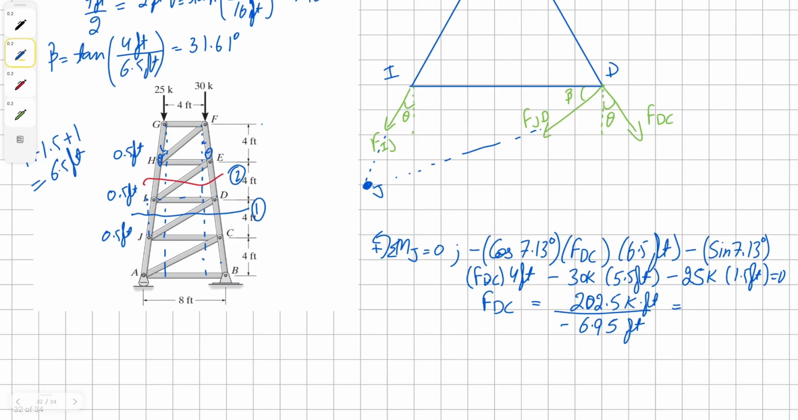All equals to 0. Solving for force DC, we get our solution as 29.15K, and it's negative. This means we assumed our vector direction in the wrong direction. Switching it over will give us the correct orientation and our answer in positive. And this also tells us that this member is in compression.